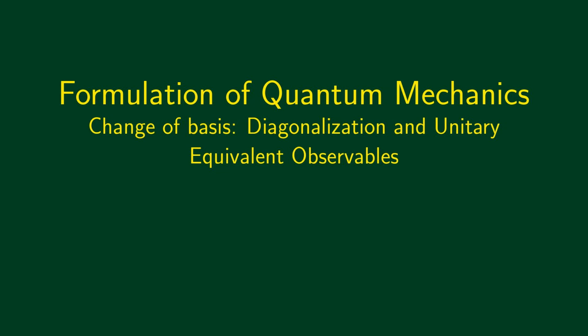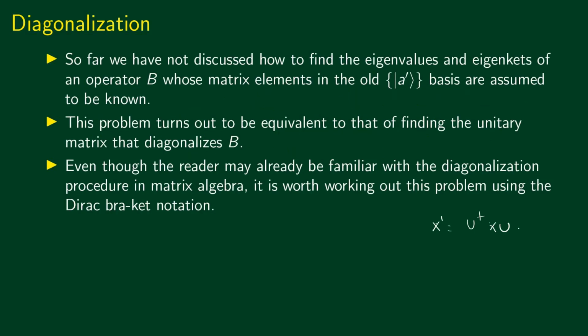Diagonalization and unitary equivalent observables. The next question is how to find the eigenvalues and eigenkets of an operator B whose matrix elements in the old basis are assumed to be known. So the matrix elements in the A representation are known, which means that we have got a matrix.